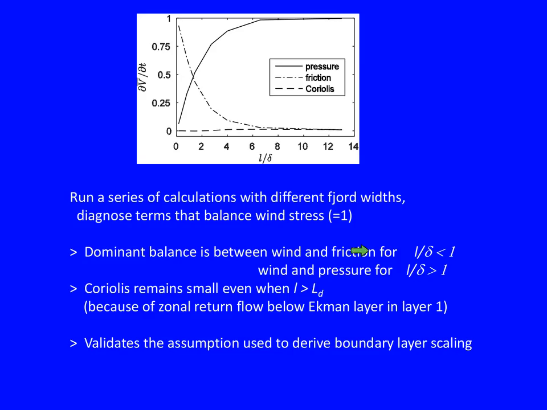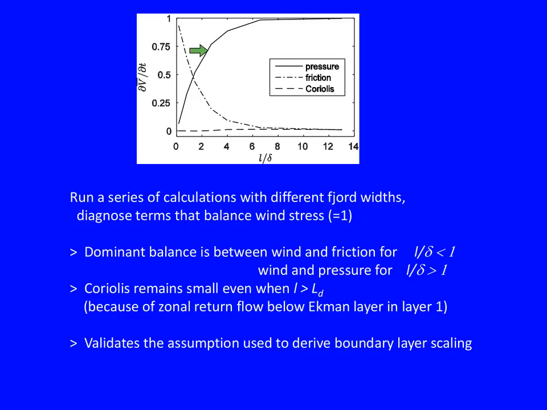So now I'm going to justify that assumption. I've run a series of calculations in which the wind forcing is the same and the stratification is the same. I've just varied the half width of the fjord, L. It goes from very nearly 0, very narrow, to very wide, so 10 or 12 times this boundary layer width delta. And what I'm plotting here are the relative magnitudes of the 3 important terms that are balancing the wind. In this presentation, everything's normalized by the wind stress. So the wind would be 1, or -1 actually, because it's trying to blow out.